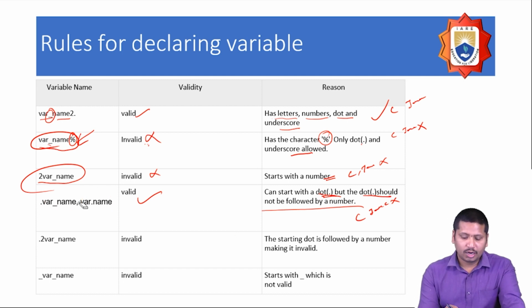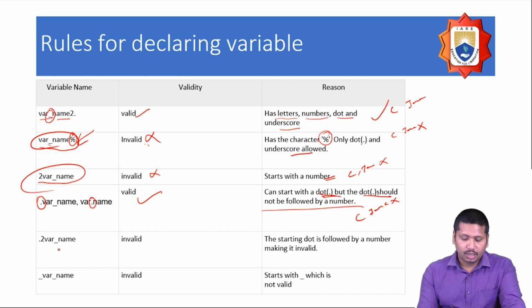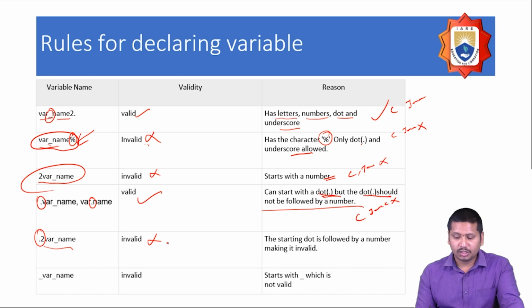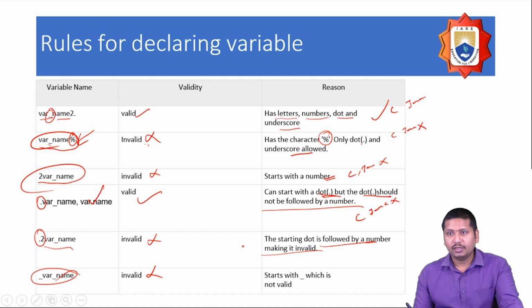Whereas in R programming, a name can start with a dot operator followed by a name. And a dot followed by a number should be invalid, since the starting dot is followed by a number. Here it should be a character after the dot, so it is a valid one. And next one, underscore variable name should also be invalid, since it starts with an underscore.